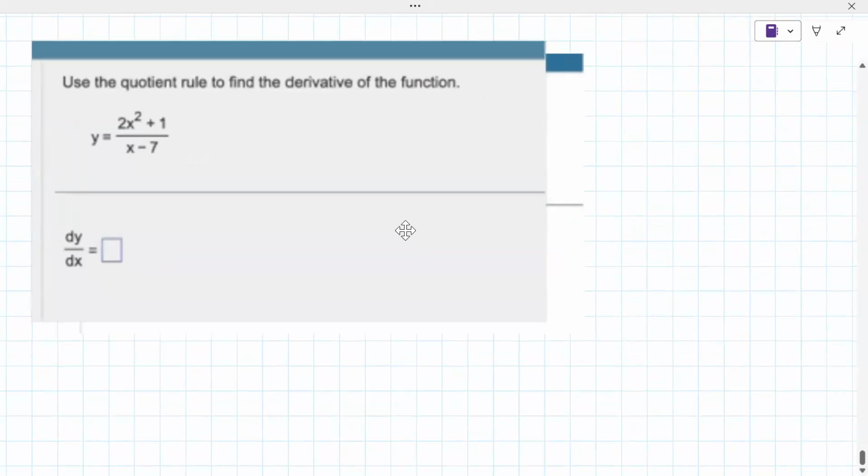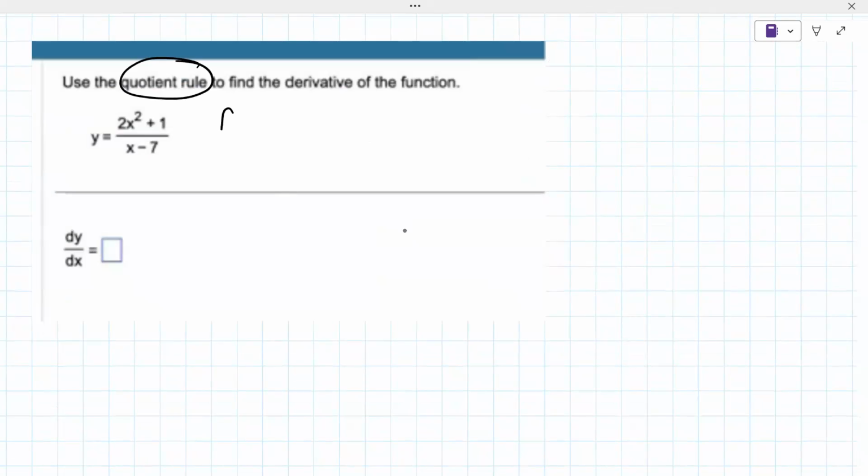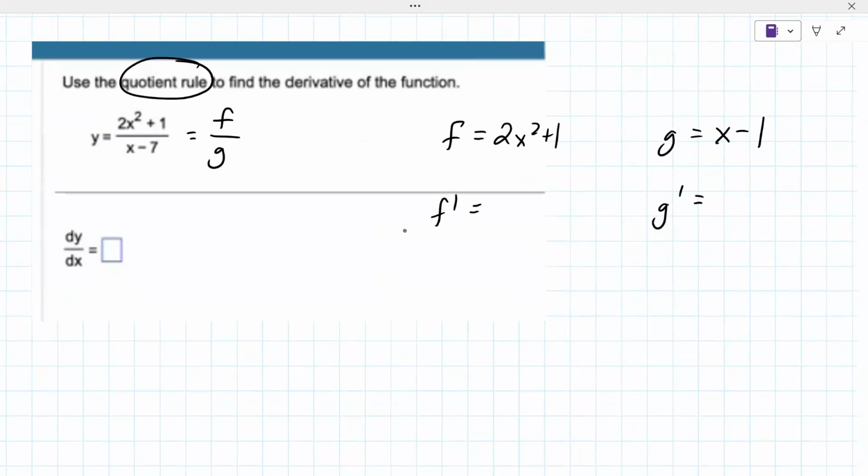So you will get a product rule, you will get a quotient rule. Don't think you won't. F over G, so it's the same setup. F is the top this time, but G is the bottom. Will you calculate the derivatives of each of these for me, please? Right. So 4x for f, and then for g, 1.